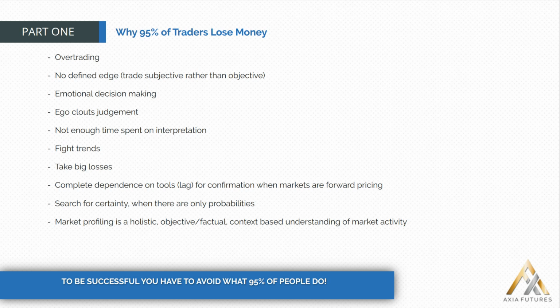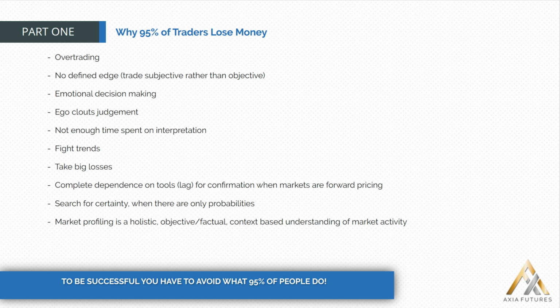They fight trends. 95% of people end up fighting trends. Now, it's okay to be a counter trend. It's okay to fade a trend. But what is not okay is when you've identified strength in a market or momentum in a market, it's not okay to fade. So remember, it's fine to go against the trend, but do it when you understand that you are against the trend so that you can manage yourself accordingly.